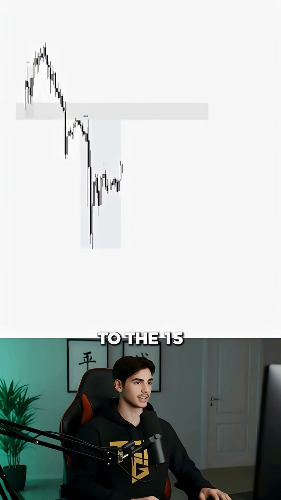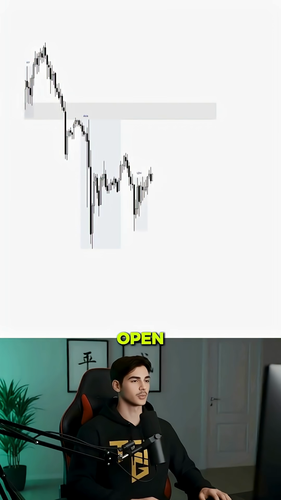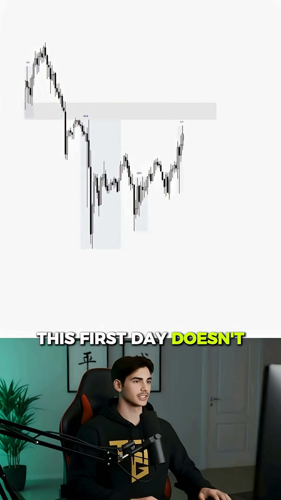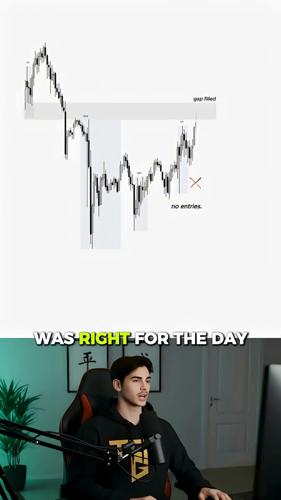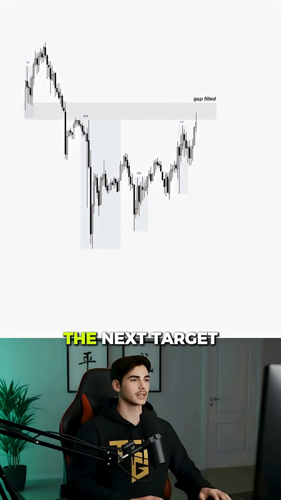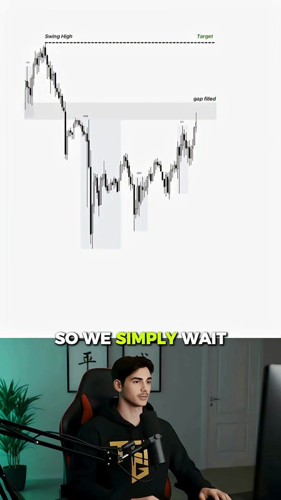Let's jump down to the 15-minute time frame, wait for New York open for opportunities. This first day doesn't give us our entry model, but bias was right for the day. 4-hour gap has been filled. The next target is the structural high. So we simply wait for the next day.